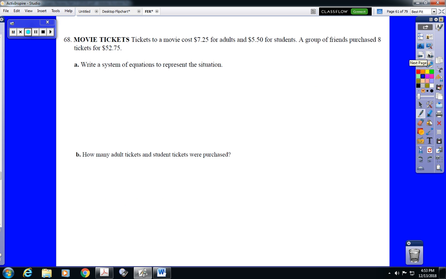Movie tickets. This is another system of equations problem. Part A says write a system of equations. So again, we've got tickets for adults and students. So we're going to let x be the number of adult tickets.